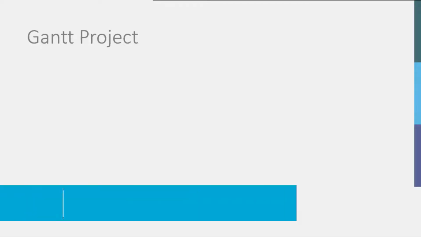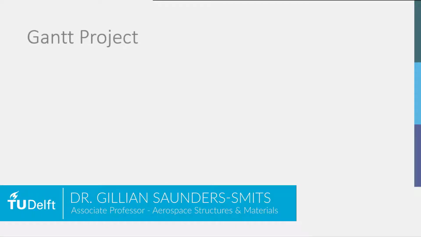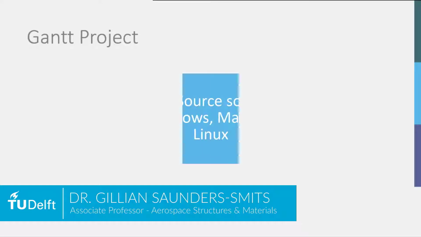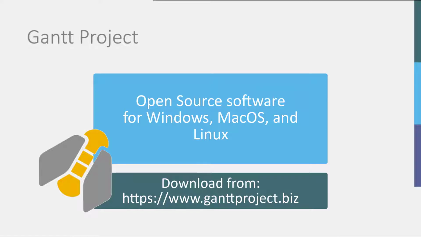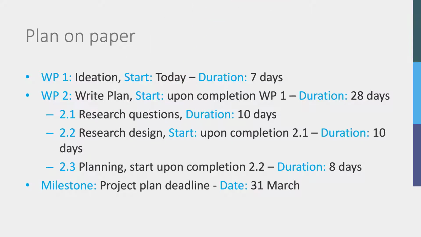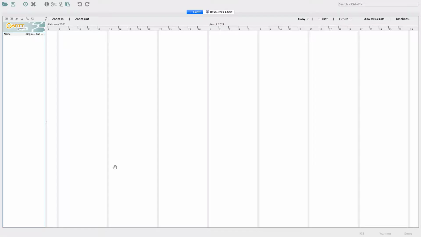In this demonstration video, I will show you how to create a Gantt chart. I'll be creating the Gantt chart in the open source software GanttProject, which you can download for free from ganttproject.biz for Windows, macOS or Linux. In preparation, I've created a small planning on paper, which I will now put into GanttProject to create a Gantt chart. If you want to click along with this video, please make sure you've got GanttProject installed.